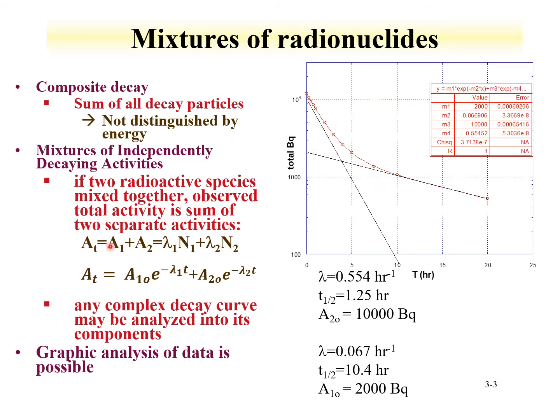We can say that the activity at any given time t is just equal to the activity of isotope 1 and the activity of isotope 2. That's equal to the decay constant of 1 times the number of atoms of 1, plus the decay constant of 2 times the number of atoms of 2. We can rearrange this equation: the activity at any time t is equal to the initial activity of isotope 1 times e to the minus lambda 1 t, plus the initial activity of isotope 2 times e to the minus lambda 2 t.